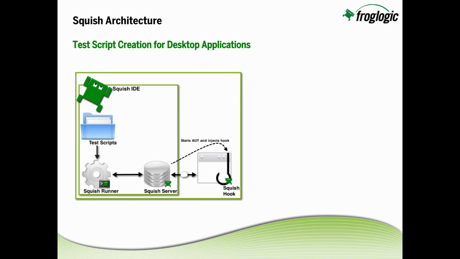That's what's allowing us to drive and communicate with that application under test, and then the Squish server reports those actions and the positive, negative, or the success or failure of those back to the Squish runner. Now, when you're recording, that's what's generating your test scripts and building your object map.